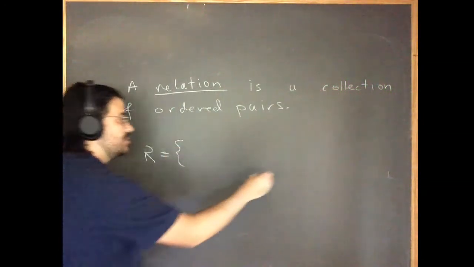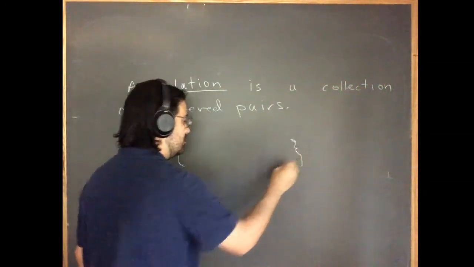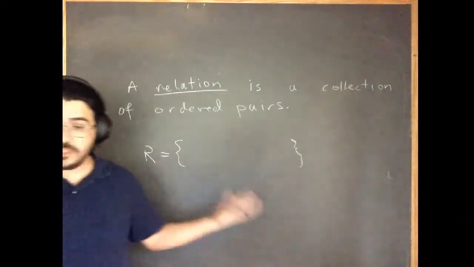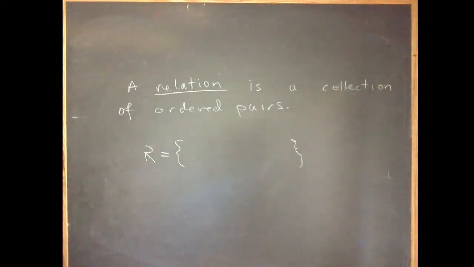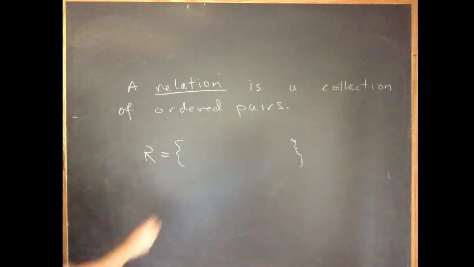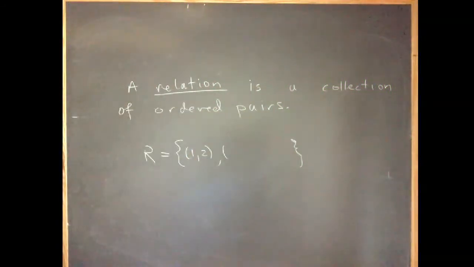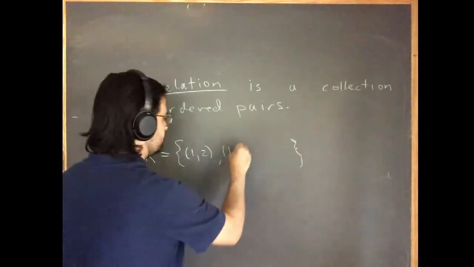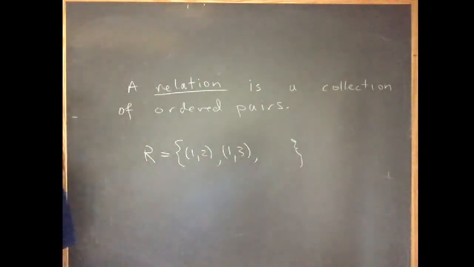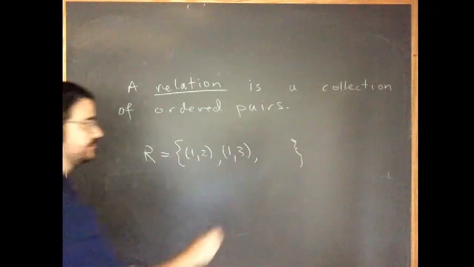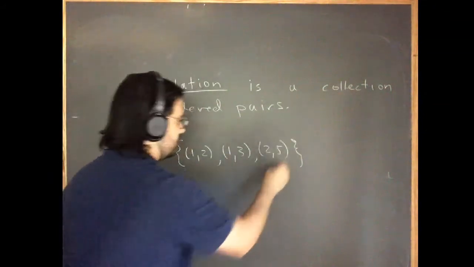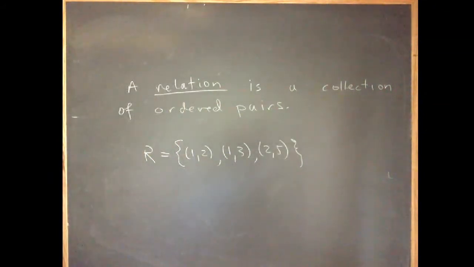So here I'm going to do just that. This is called roster notation for a set. And I'm going to list out the collection of ordered pairs that are in this relation. So in this relation, we have the ordered pair 1, 2. We have the ordered pair 1, 3. And we have the ordered pair 2, 5. Okay, and this is just an example of a relation.